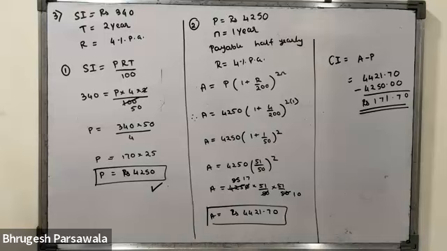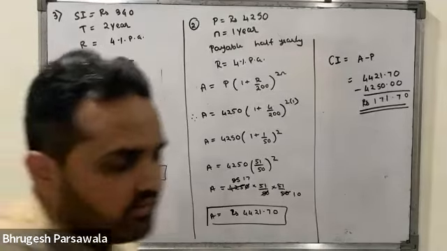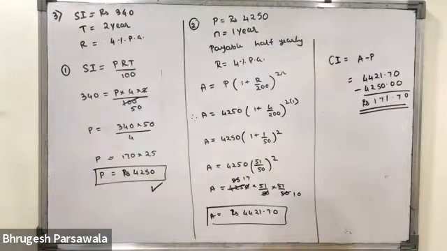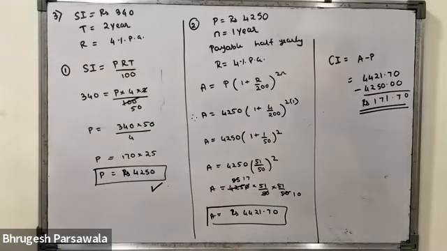Please go through sum number 3. I'm giving you 2 minutes to go through sum number 1, sum number 2 and sum number 3. Again I'm repeating sum number 3, beta. What happened in sum number 3? First you were given simple interest. From simple interest I calculated the principal, and using that principal for 1 year payable half yearly at the same rate I found the compound interest.